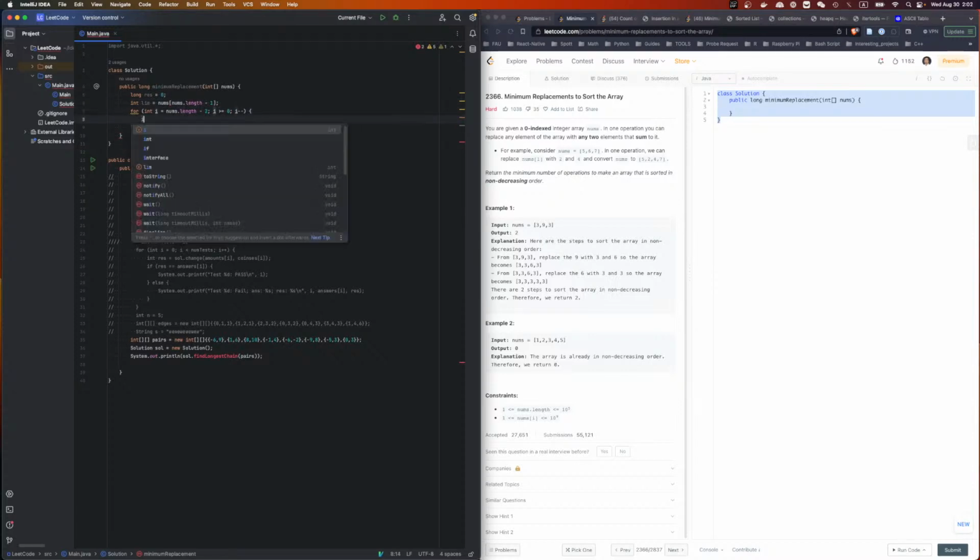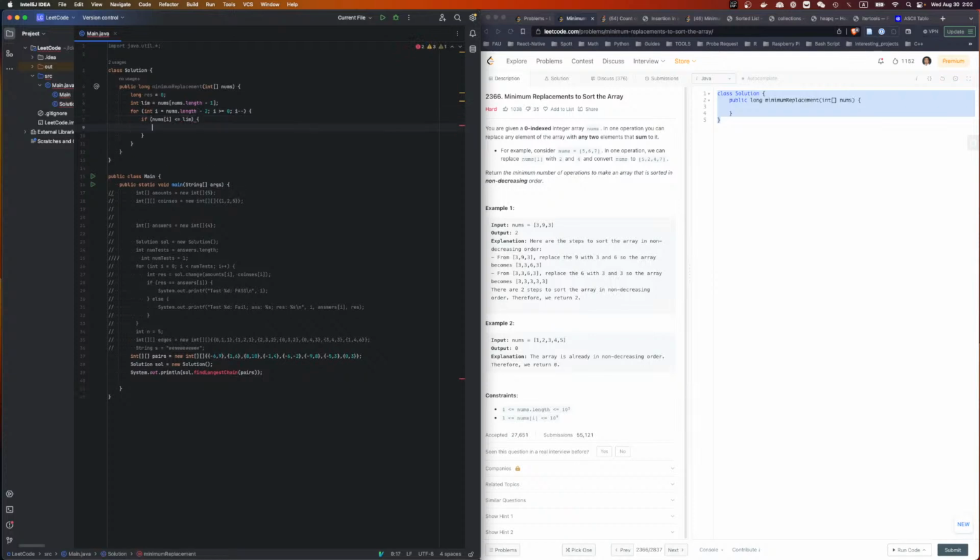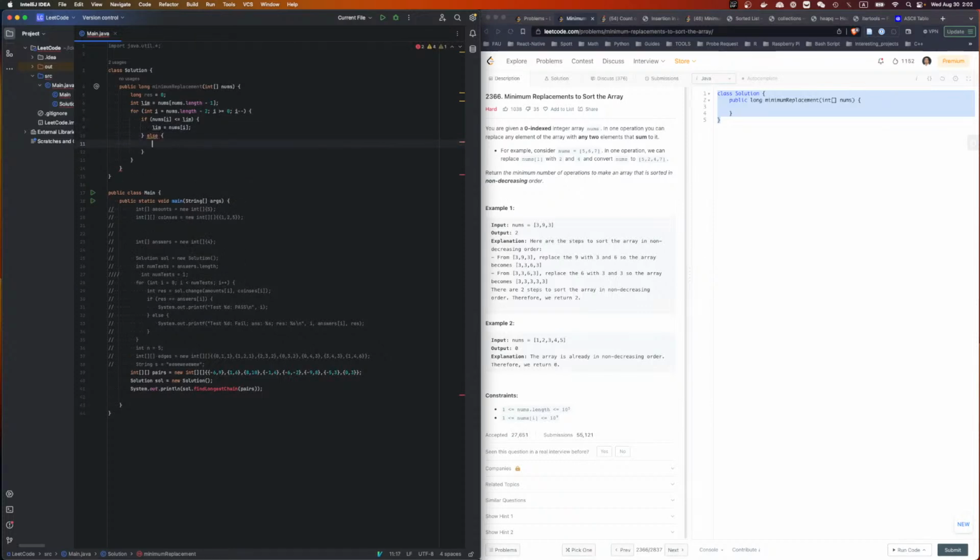And then we say if nums I is larger than lim. If it's smaller or equal to lim, then we don't do anything. We simply say lim equal to nums I. We reset this. Else, if it's larger than, then we need to know how many we can take.